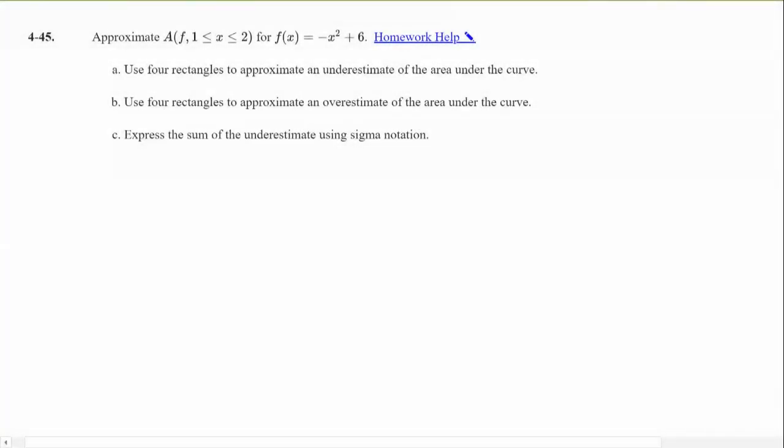Here we're asked to approximate the area under the curve for the function negative x squared plus 6. I'm going to go ahead and sketch the graph here because this question asks us to use 4 rectangles to approximate the underestimate. And I'm not sure if that's left or right just by looking at it.